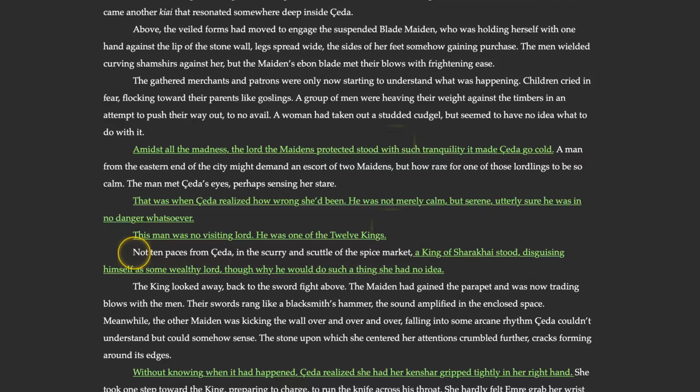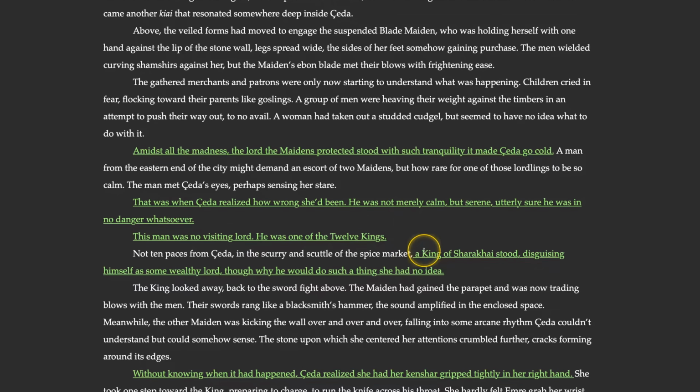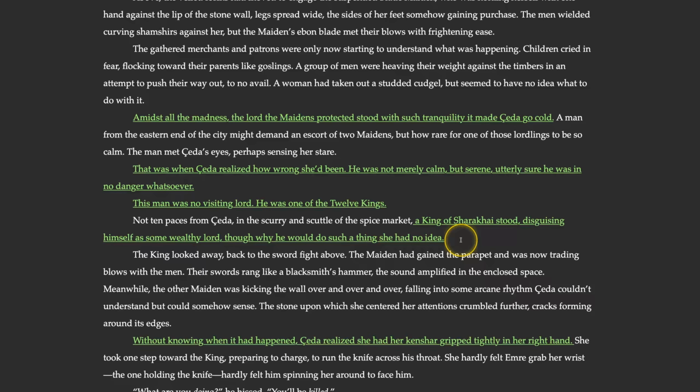And so now once she realizes that, I need to give a sense that Cheetah does have a purpose where it comes to the kings. So like all her thoughts about like the fire that's about to break out, the danger that she's in, and all the other people in the market just like vanishes. And she's sort of back to her basic goal of trying to bring these kings down. And so she's just in a state of wonder. A king of Sharakhai stood in this place, disguising himself as some wealthy lord. Though why he would do such a thing, she had no idea. And so she doesn't know at this point that this particular king goes out and about in disguise. And so this is very surprising to her.